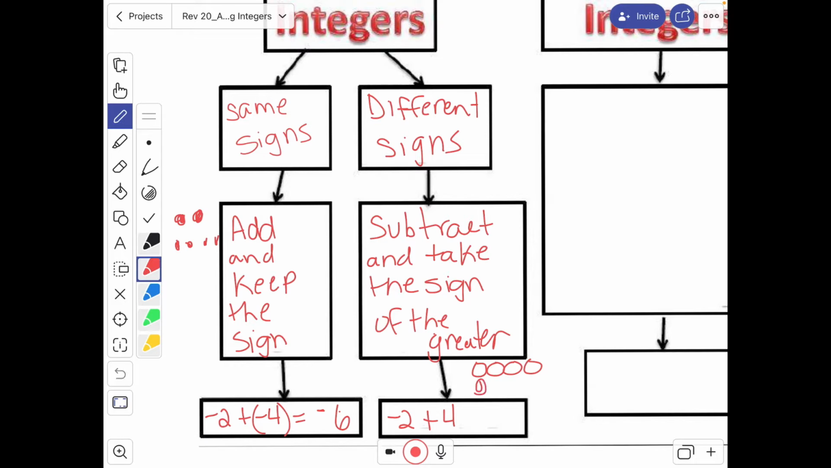So I've got 4 positives and I've got 2 negatives. Well, these cancel each other out. I subtracted 2, and so I had more positives. My answer is positive. So you take the one that you had the more of. And we had more positives than we had negatives, so the answer is positive.